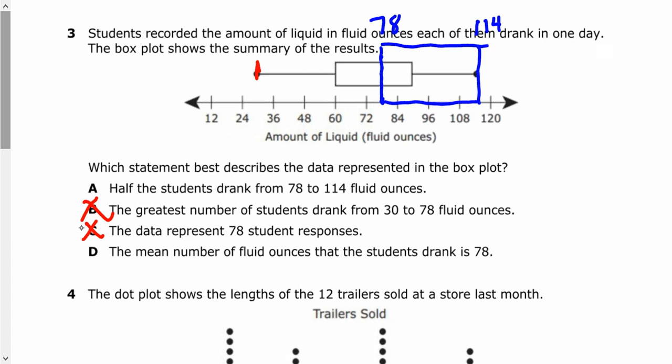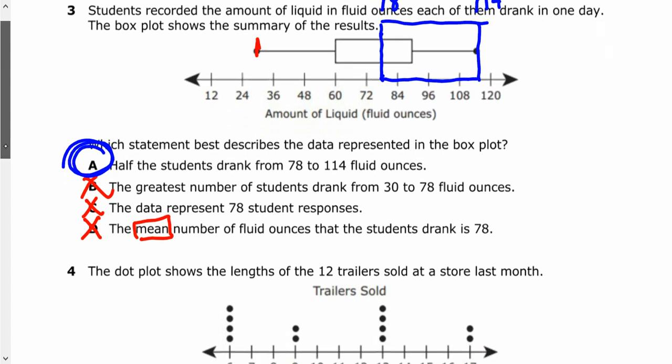The mean number of fluid ounces that the students drank is 78. Again, we can't see all of our responses and all of our data, so we can't really calculate the mean. I can calculate the median, and my median is 78, but my mean is not. So D can't be my answer. So my only answer left is still A, which confirms what we saw before.